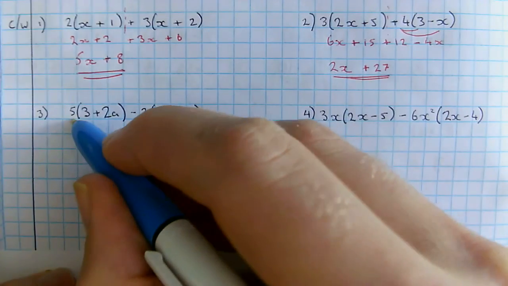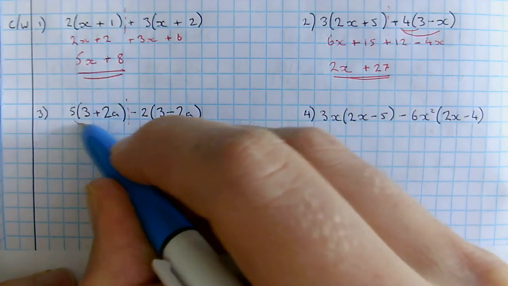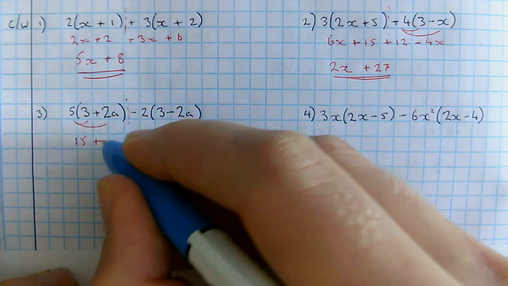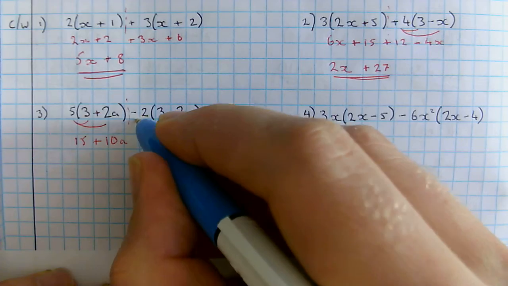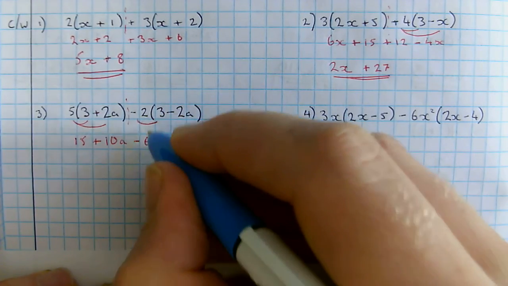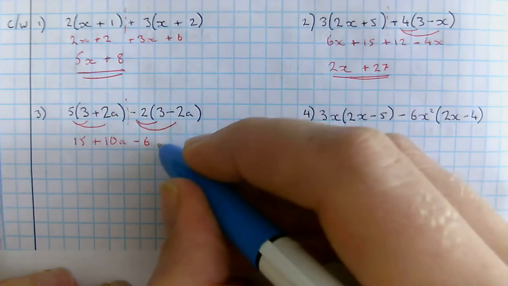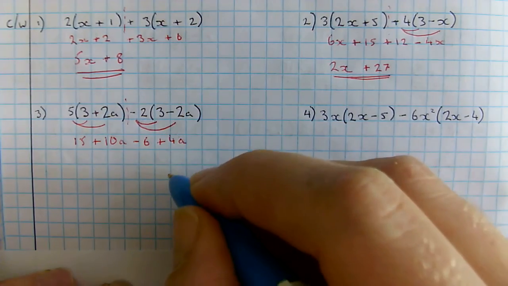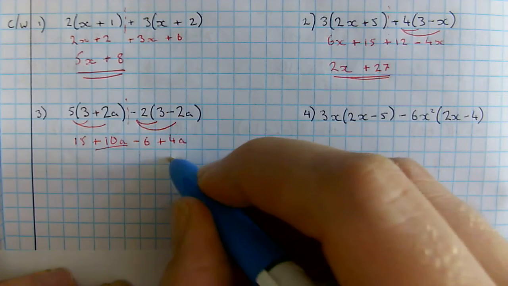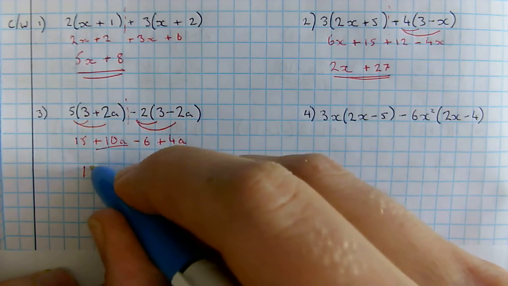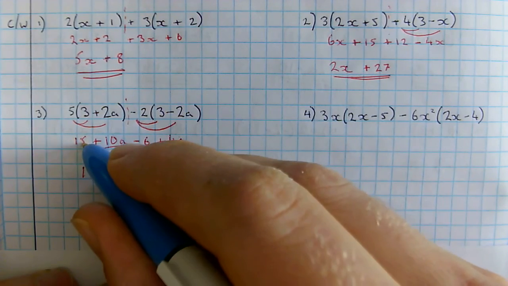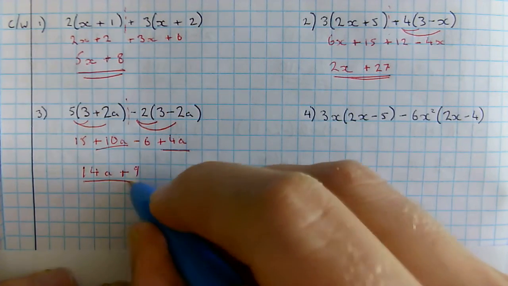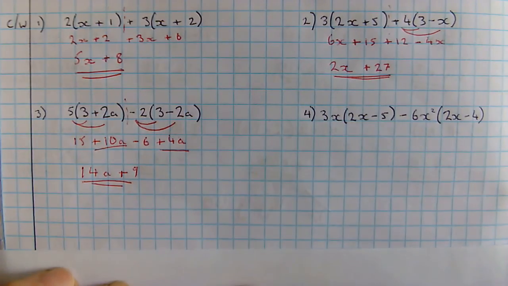For the third one, 5 times 3 gives me 15, 5 times 2a gives me plus 10a. Minus 2 times 3 gives me minus 6, minus 2 times minus 2a gives me plus 4a. Minus times a minus gives me a plus. I've got plus 10a and plus 4a gives me 14a. And I've got plus 15 and a minus 6 gives me plus 9. So 14a plus 9 is my final answer.